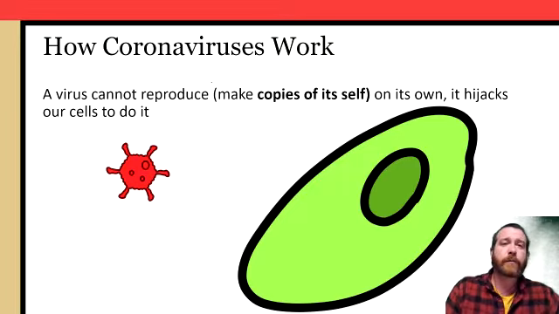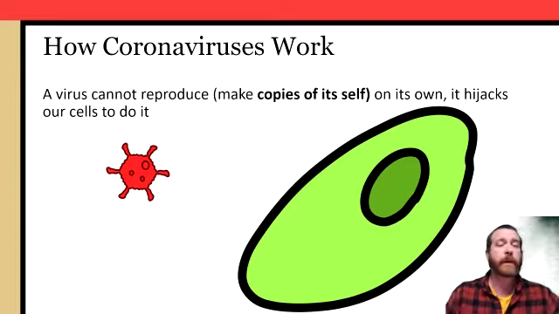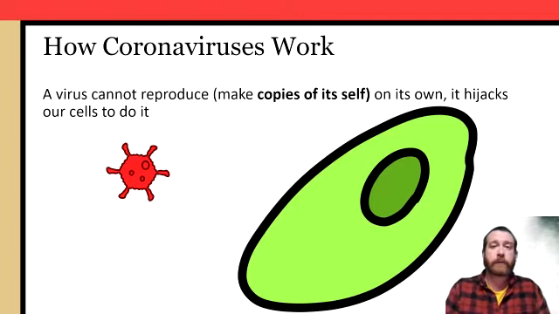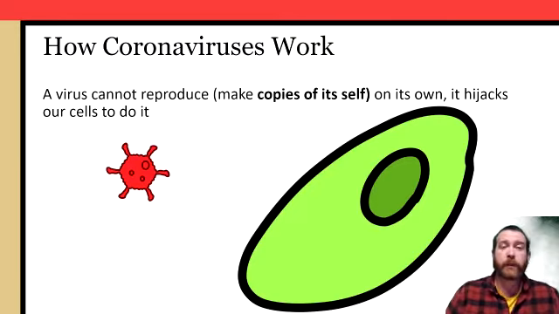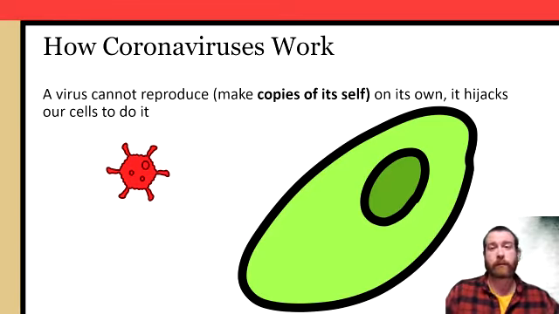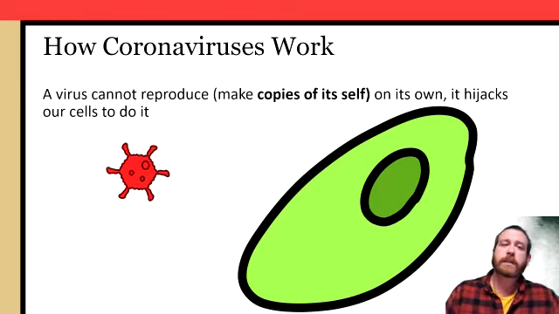And the problem with this system is a virus, if you have a bacterium, that bacteria eats a little bit of sugar and then it splits into two. So now you have two bacteria. Well, viruses can't intake energy. Viruses can't reproduce. They have no ability to duplicate themselves on their own. So what they do is they hijack our cell.